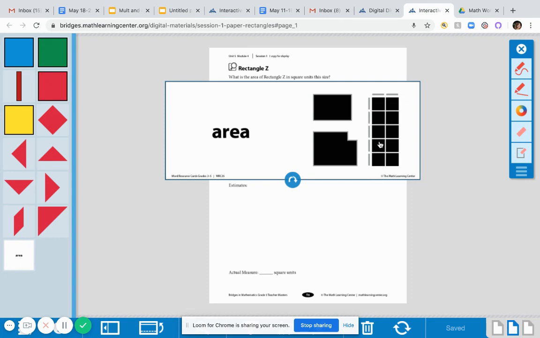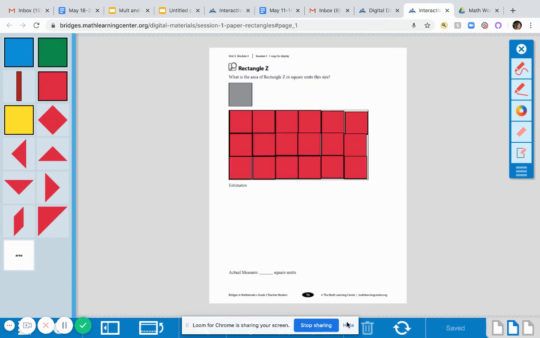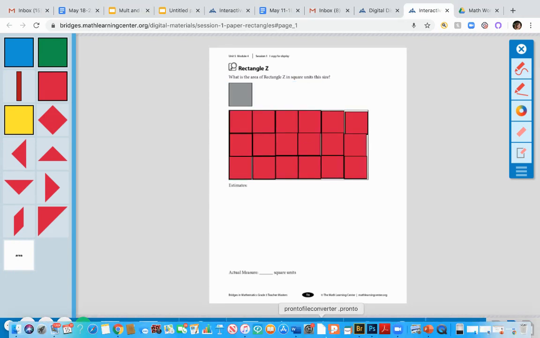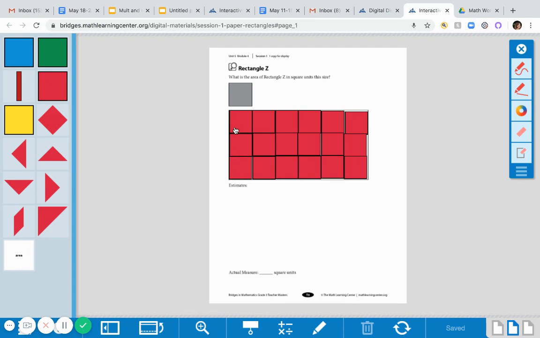And if I were to count my tiles here, you would see 2, 4, 6, 8, 10. That would be a correct answer. We have 10 square units. So today we are going to look at this object here, and we need to figure out how many tiles we have here, how many linear units are here, and how many are on top.